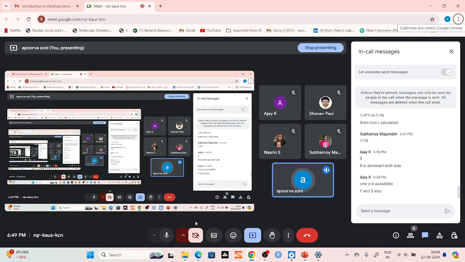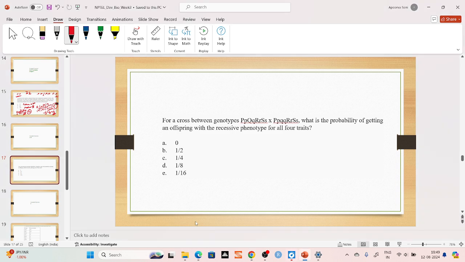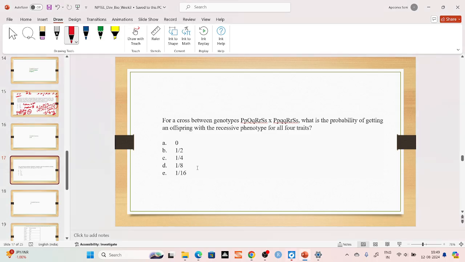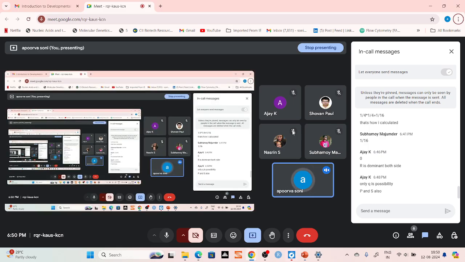Can you explain how you have... So how can you say this? It's actually a very easy question. Why? Because here they are asking the probability of getting an offspring with the recessive phenotype for all four traits. Now I am first telling you the general way of solving this question. Here it is zero, but in some cases it might be some fraction. So how you have to solve these questions? After that, we'll see why it is zero.